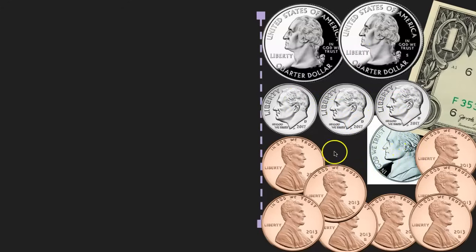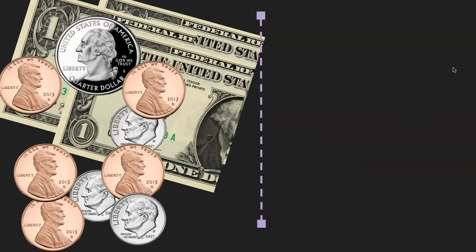Now we're going to count by ones. 86, 87, 88, 89, 90, 91, 92, 93. So we have $1.93, which would look like that. Is that what you counted too? Great work.